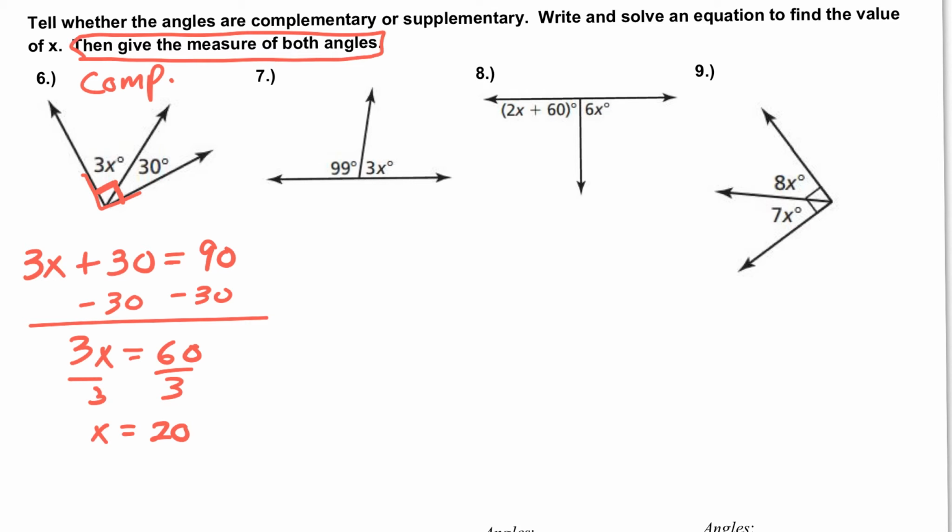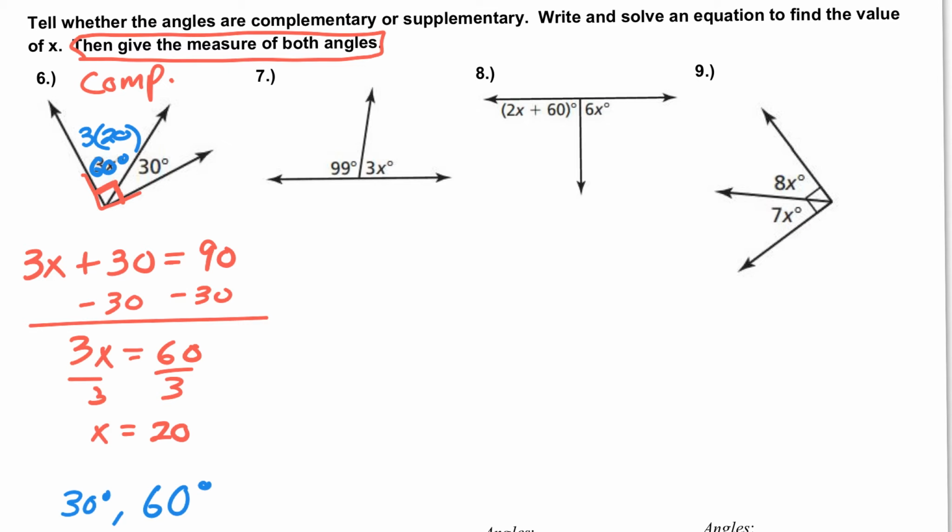So x is equal to 20, then we want to actually go back and give the angle measures of both angles. So what we have to do is take this 20 and plug it back in here for x. So this becomes 3 times 20, and 3 times 20 gives us 60 degrees there. So the angle measures are 30 degrees and 60 degrees, and if we check those, they should add up to 90 degrees, which is one way that you can check your answer there.